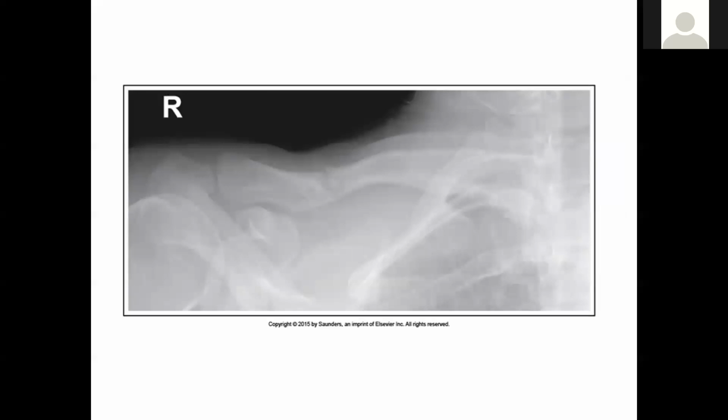Axial view. Quite a steep angle here. Note how much space there is between the projected clavicle and the superior angle. Conoid tubercle visible down here.